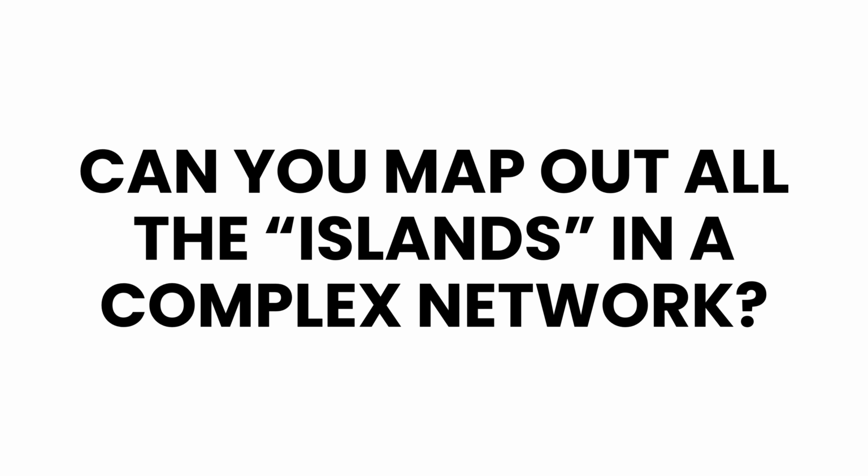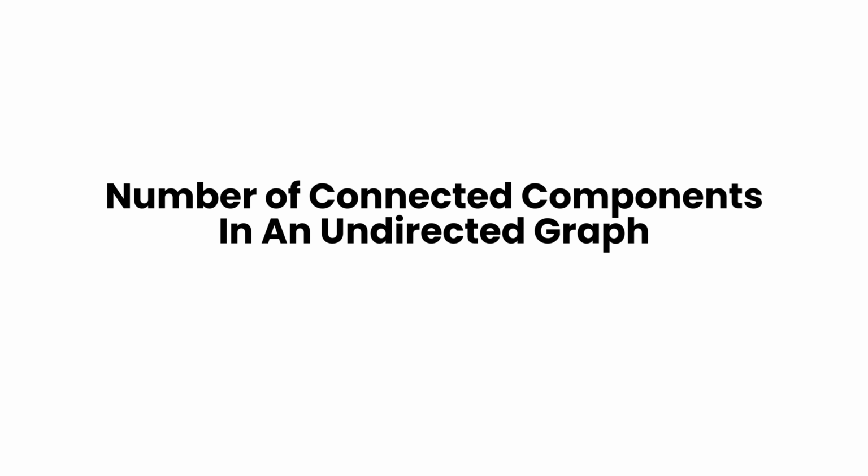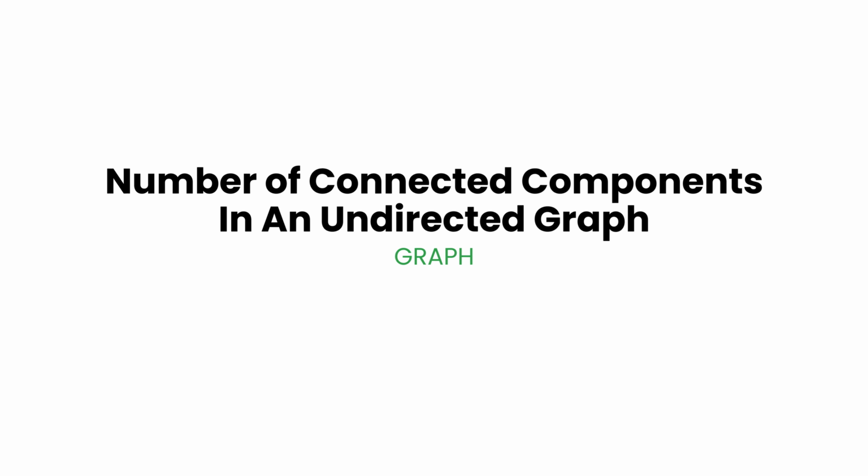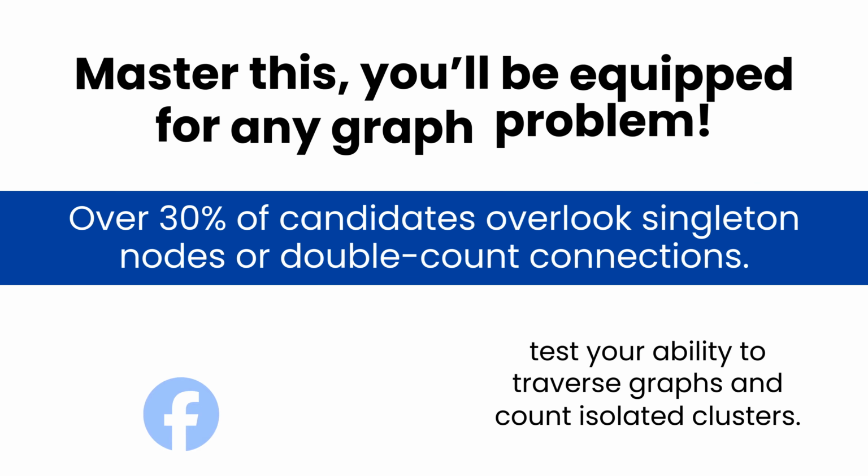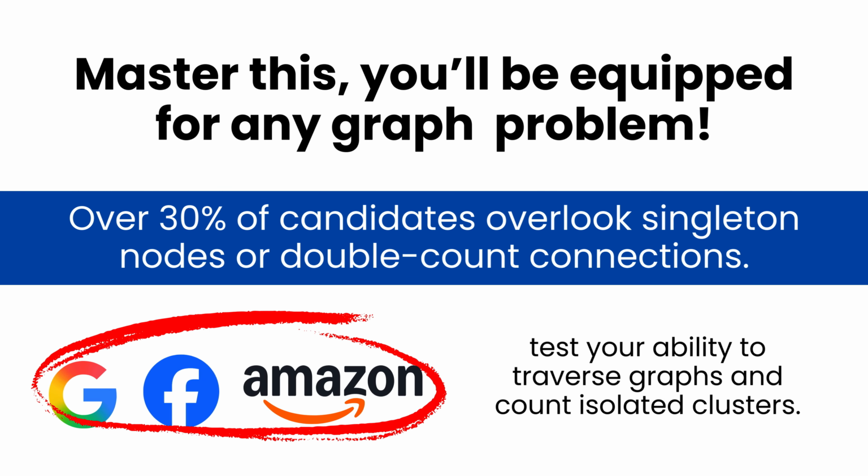Can you map out all the islands in a complex network? Number of Connected Components in an Undirected Graph is a Pattern Mastery 100 essential, frequently asked at Google, Facebook, and Amazon to test your ability to traverse graphs and count isolated clusters. Over 30% of candidates overlook singleton nodes or double count connections. Master this, and you'll be equipped for any graph or network connectivity problem.